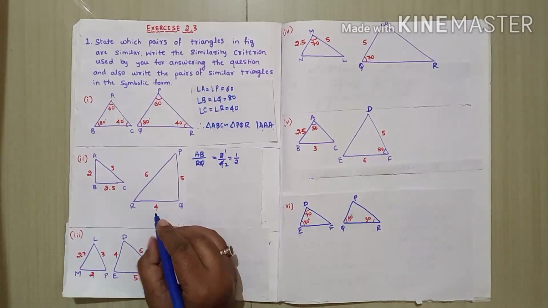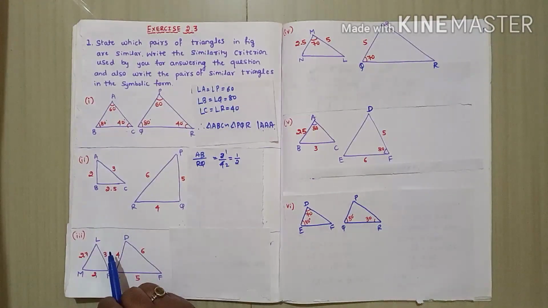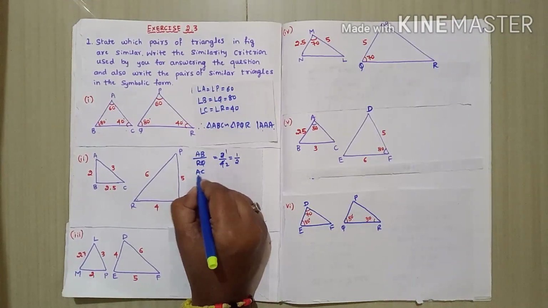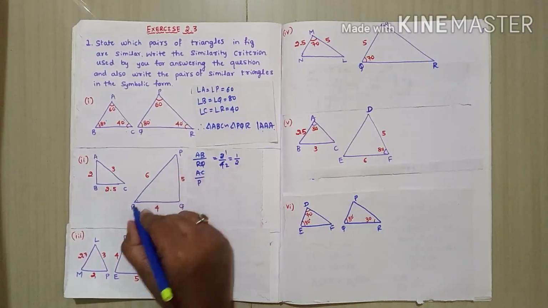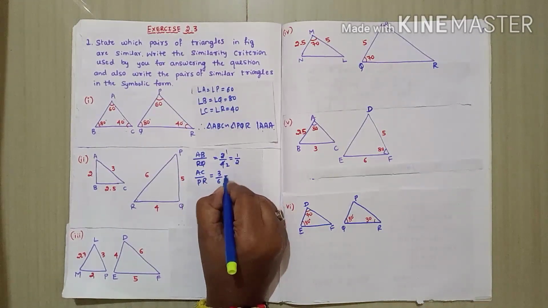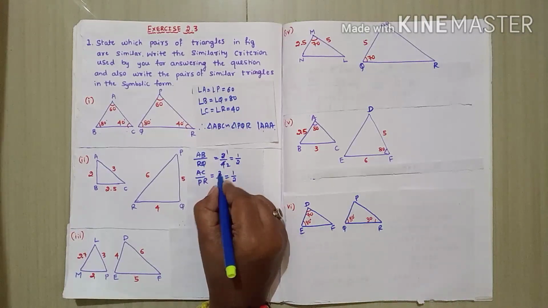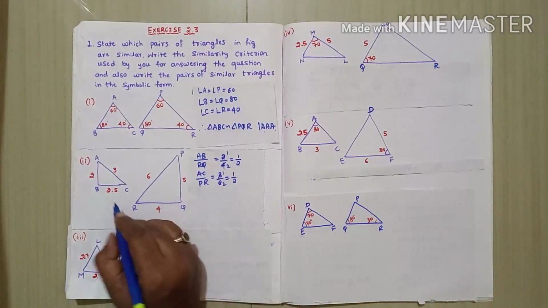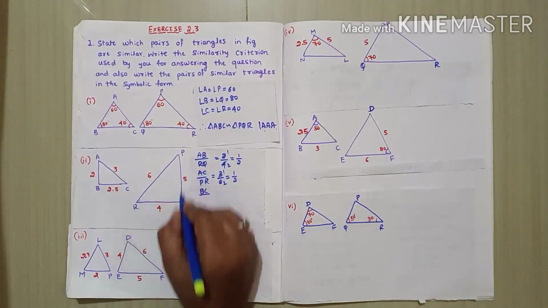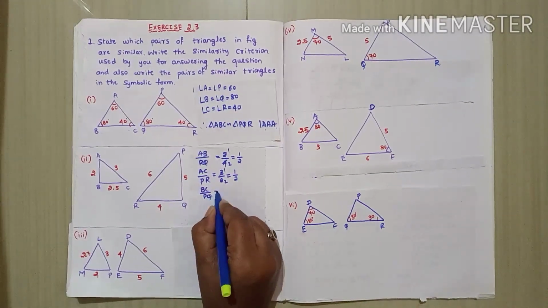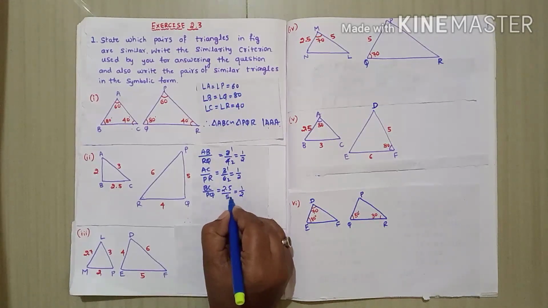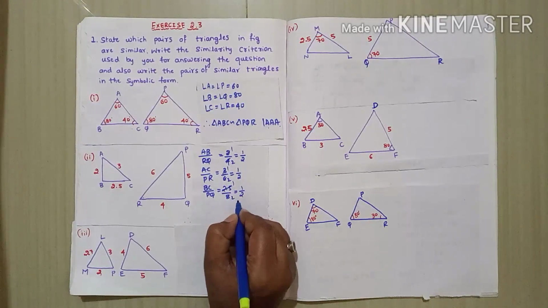Next, for AC, which side is corresponding? 6, PR you have to take. AC divided by PR. AC is 3 by 6. This also will become 1 by 2. 3 ones are 3, 6 twos are 6. Next, BC divided by PQ. BC is 2.5, PQ is 5. So this also will come 1 by 2. 2.5 ones are 2.5, 5 twos are 5.